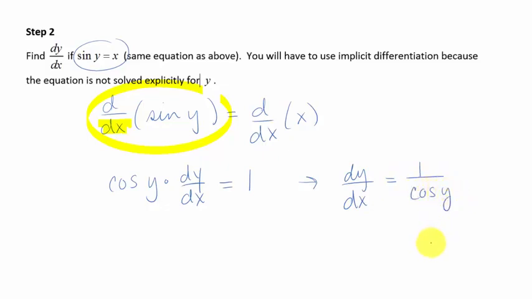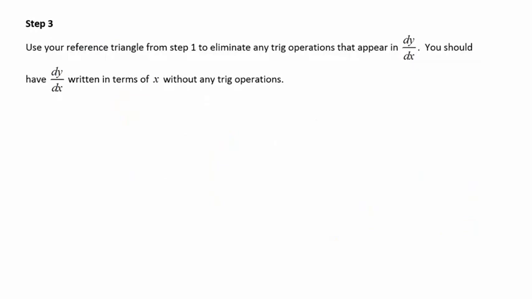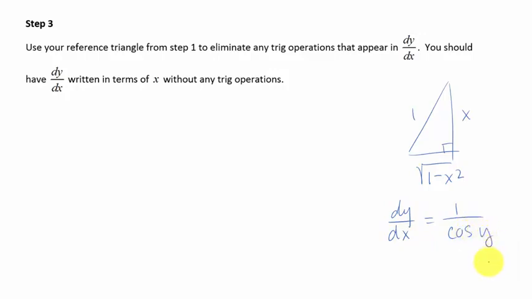Let's proceed to the next step since we've got our derivative. Step 3 says use our reference triangle from step 1 to eliminate any trig operations that appear in dy dx. If you remember what our reference triangle looked like, it was x, 1, and the square root of 1 minus x squared, and our dy over dx was 1 over cosine of y.